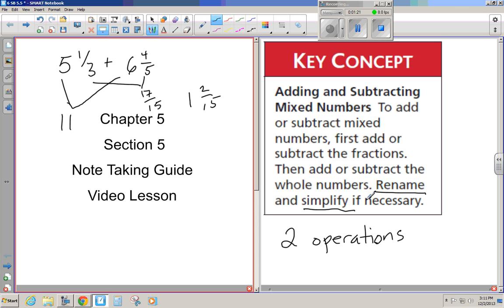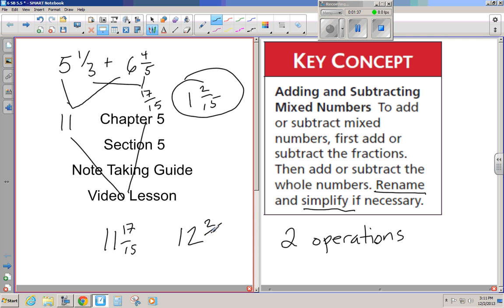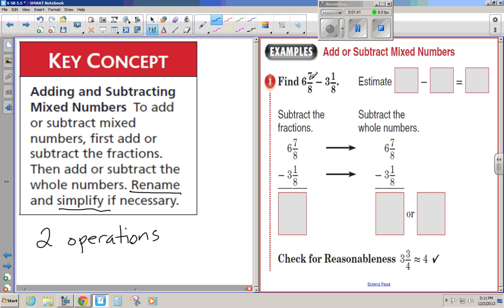So renaming and simplifying means you're not going to write an answer like 11 and 17/15. That's not right. Instead, you're going to do another operation of 11 plus 1, which is 12, and then the fraction, 2/15. So let's look at these examples.